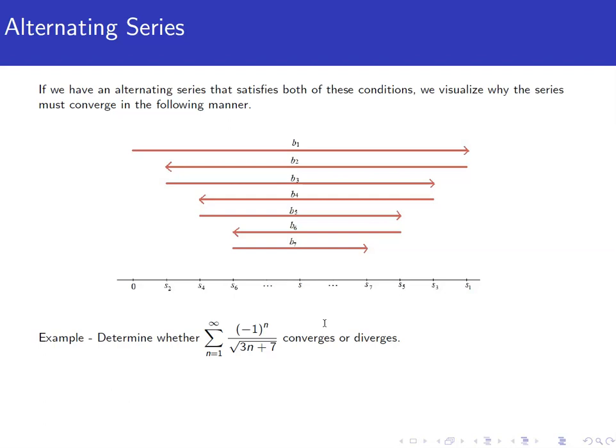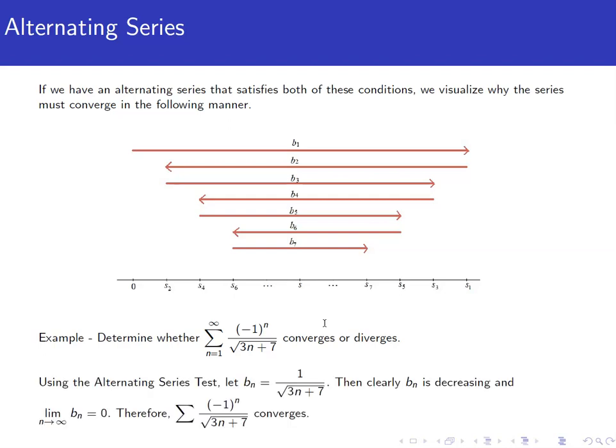Let's say we look at the series from n = 1 to infinity of (-1)^n over the square root of 3n + 7. Let b_n be 1 over the square root of 3n + 7, the rest of the piece, the non-alternating part.